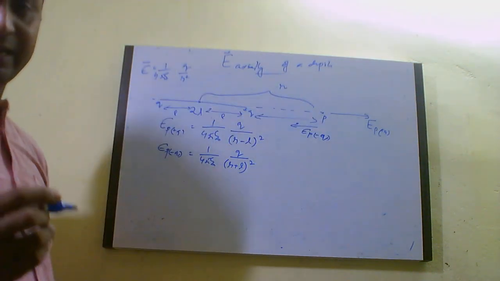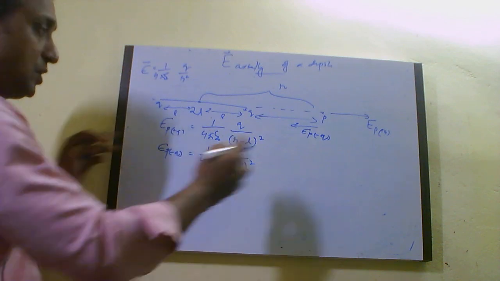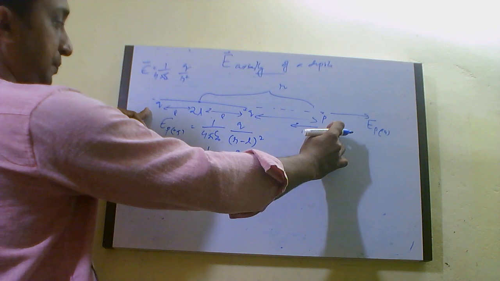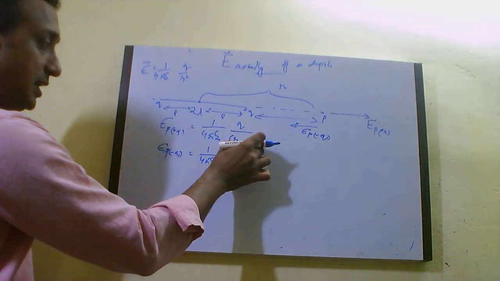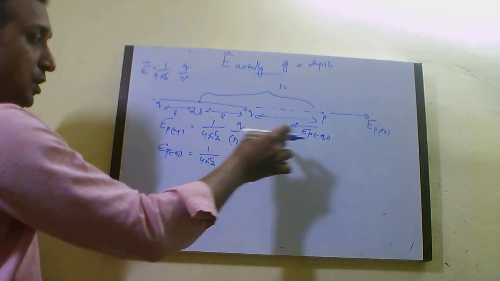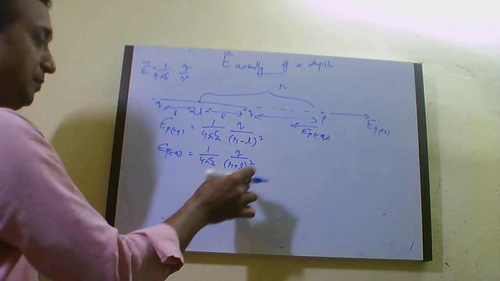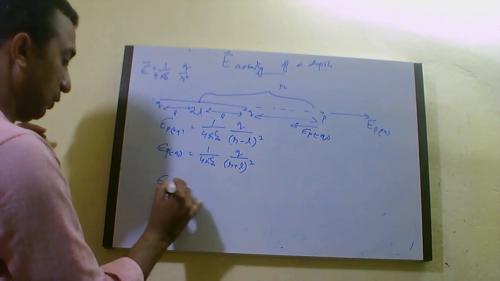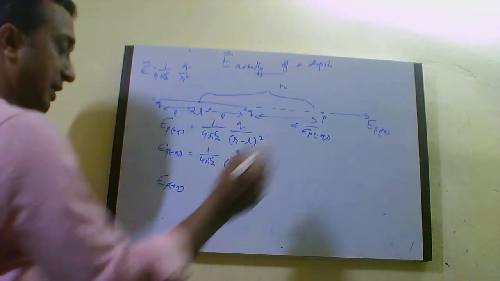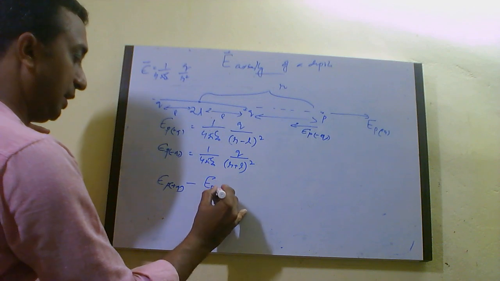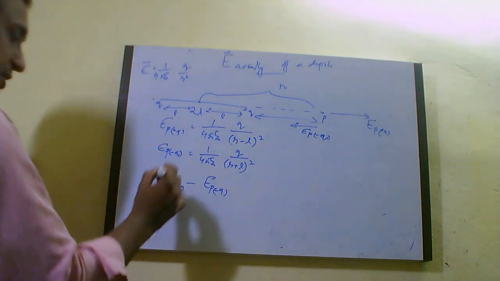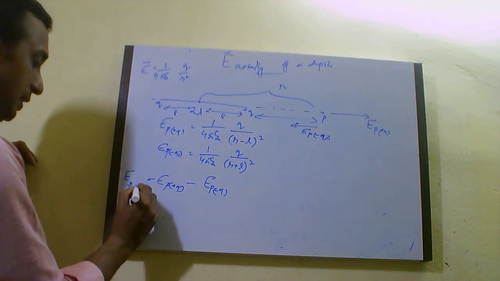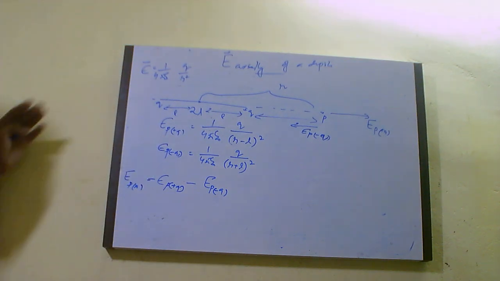Now what is the net electric field intensity there? See, plus Q is closer to P and minus Q is far away from P. And if you compare the denominators, for plus Q this is a small quantity, for minus Q this is a large quantity. So E at P due to plus Q is in that direction, minus E at P due to minus Q in this direction. The difference gives you the net electric field intensity at P.